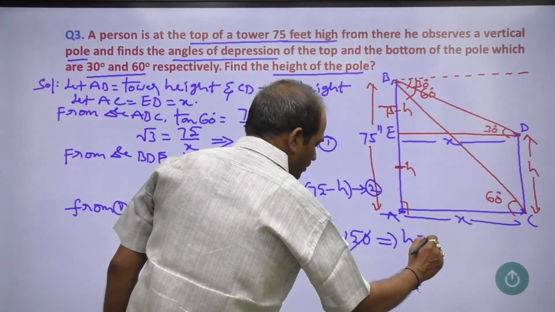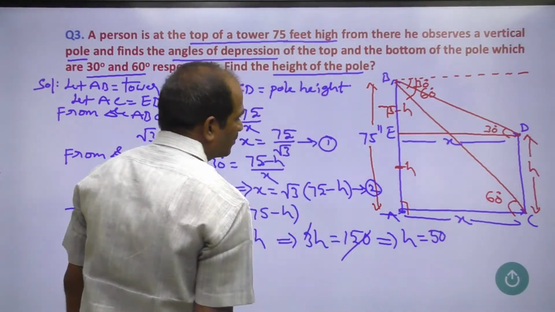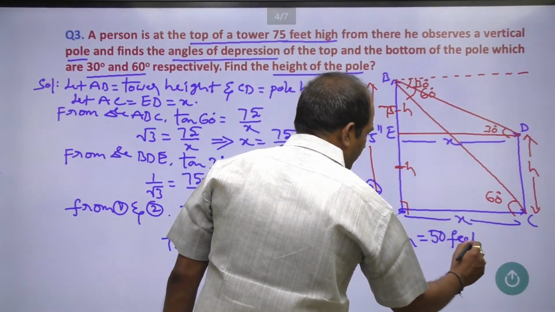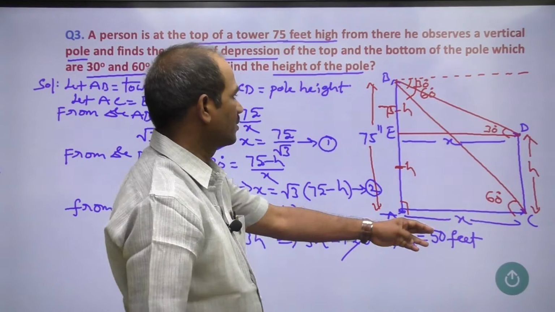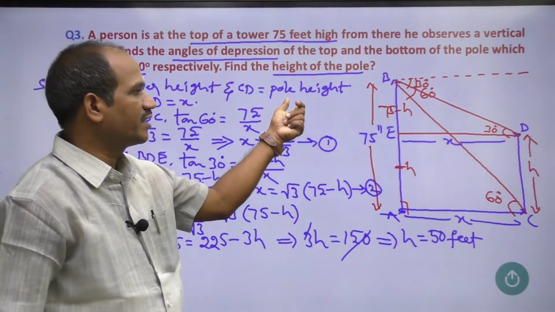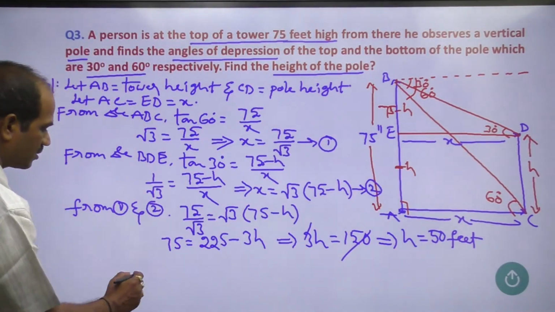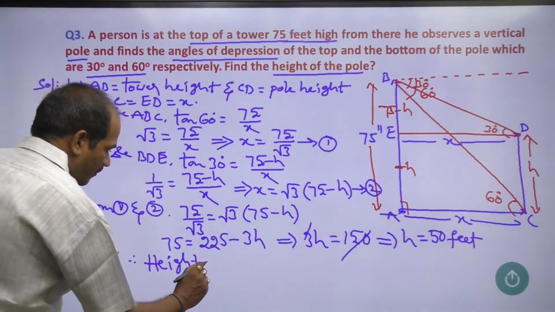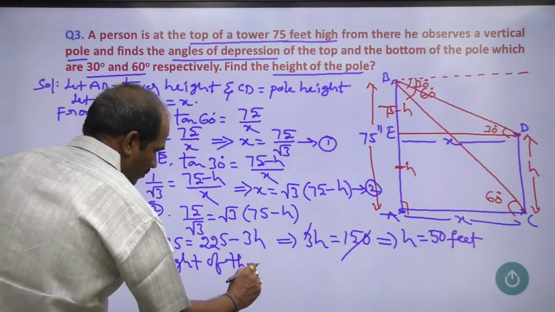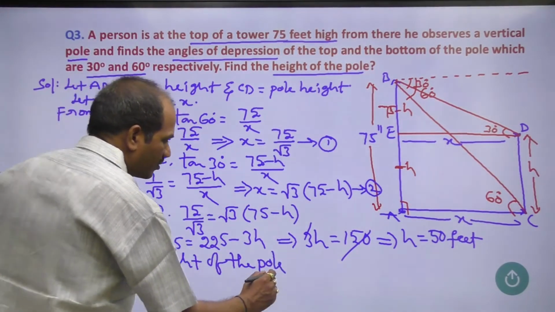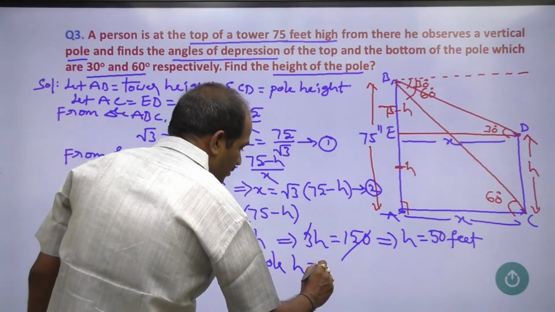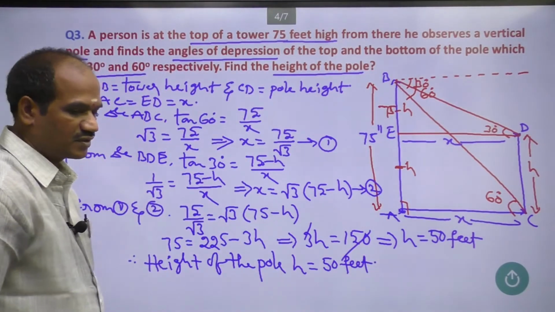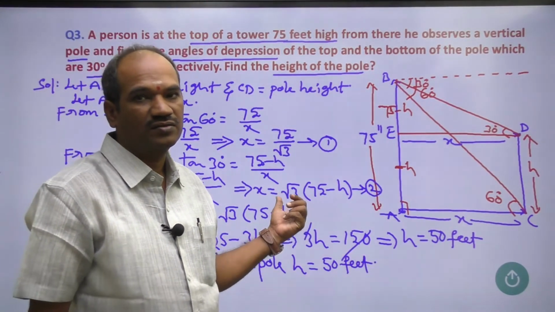So h is equal to 50 feet, the height is 50 feet. Here h is equal to CD, the height of the pole. Therefore the height of the pole is h equal to 50 feet. Practice this question once, and write this question.